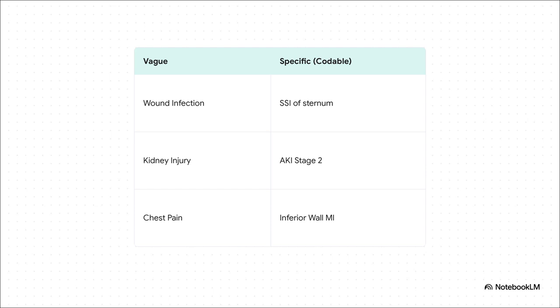And my personal favorite, chest pain is just a symptom, right? If tests confirm an MI, the documentation must explicitly state acute inferior wall MI. This level of specific documentation makes a chart completely query-proof and financially accurate, securing the correct DRG from the very start.